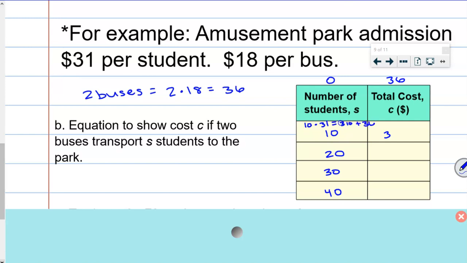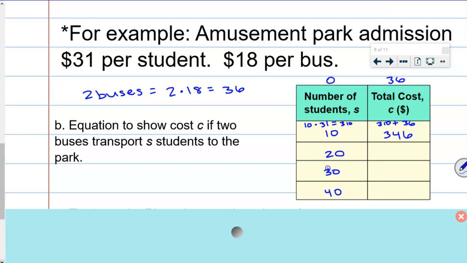And so what did you get? I only heard the 300. 328. Are you sure? Yeah. I'm pretty sure. Nope, because how many buses are we taking? Oh, 2. 2 buses. So we would need to add 36, not just the 18. Yeah. So 10 times 31 is 310, right? But then we also need to take that 310 and add the 36. So I get 346. That's better. Yep, good.